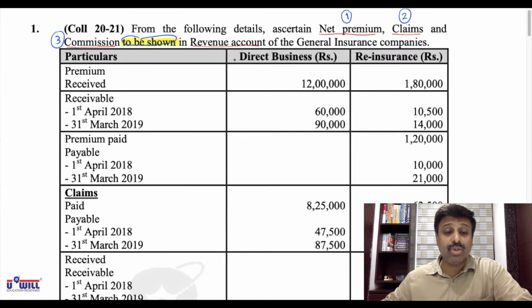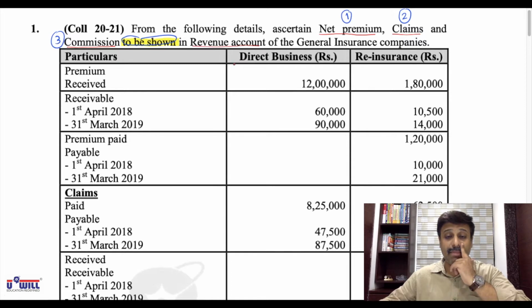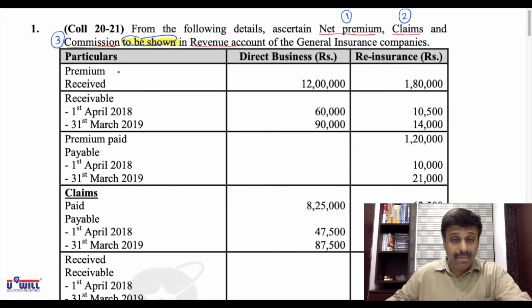So let us first do the markings and understand it thoroughly well, be attentive. Premiums, all of you mark it as P. Now you can see that there are two columns, one of direct business and the other of reinsurance business. So first of all, direct business premium received 12 lakhs is P.